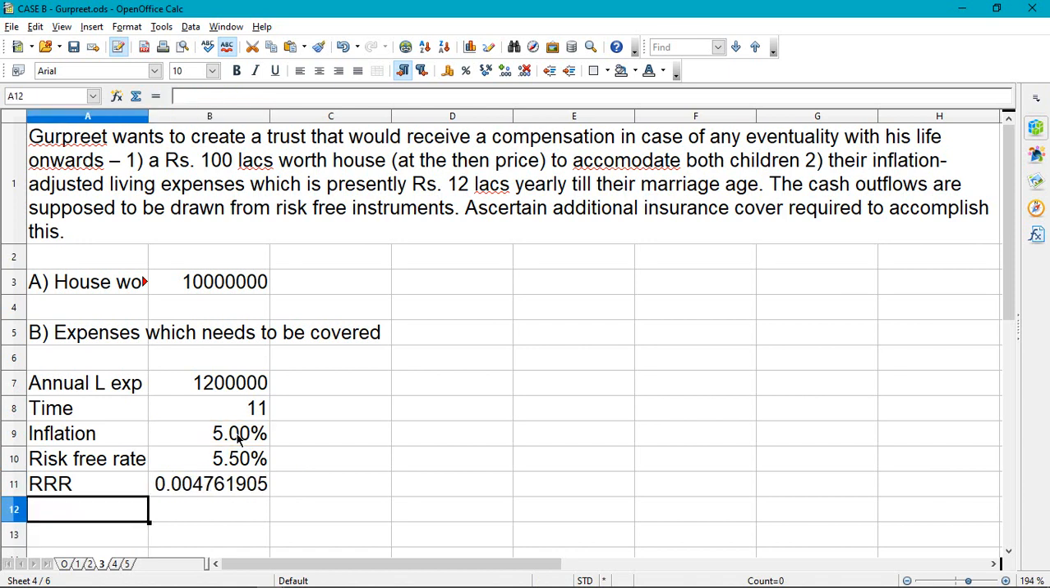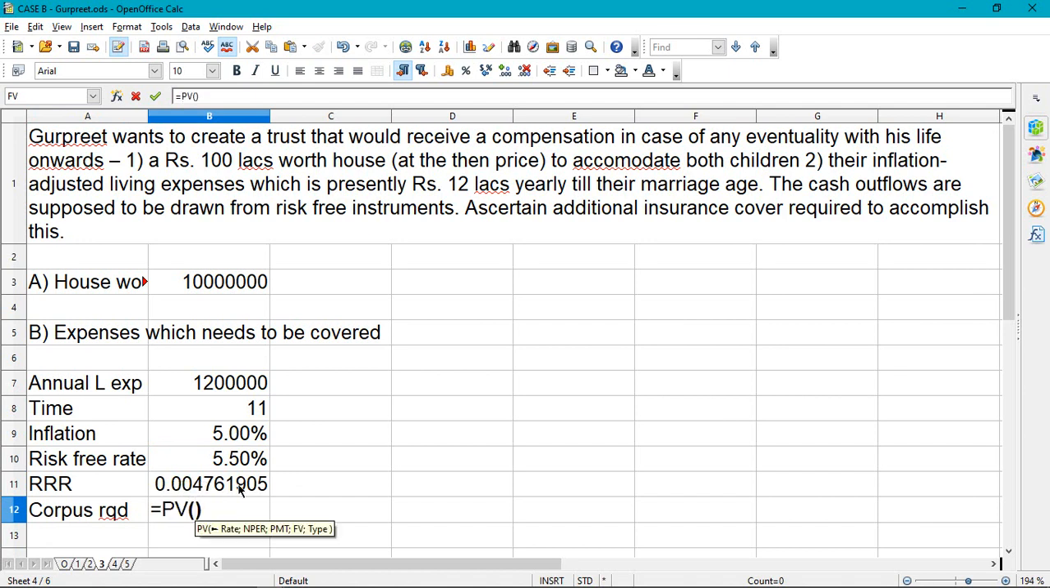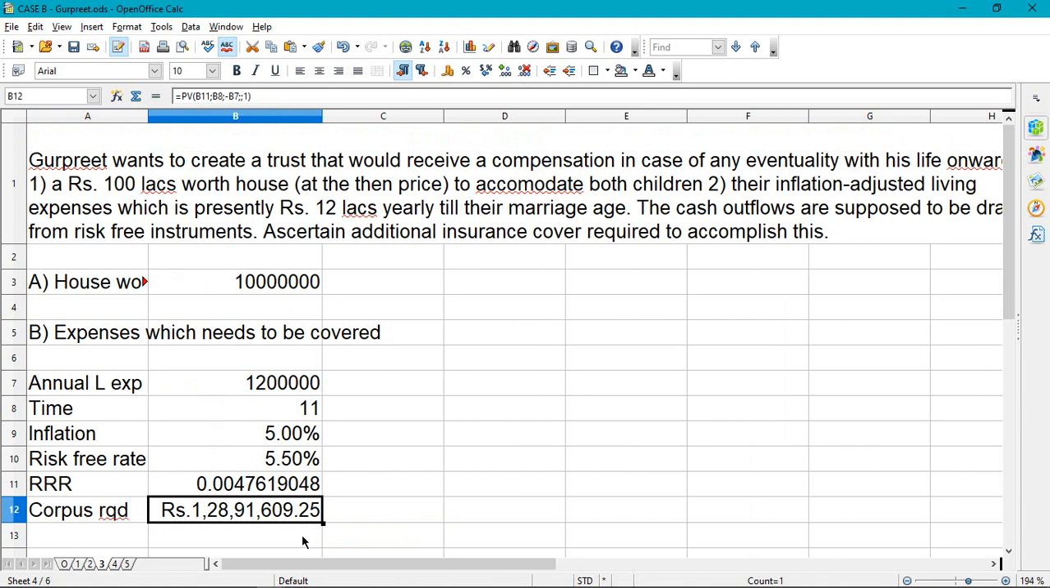Now we have to find the corpus required. Equals to PV, this is the RRR, N per is 11, PMT we know that it is 12 lakhs. The type is 1, right? So we have this amount.